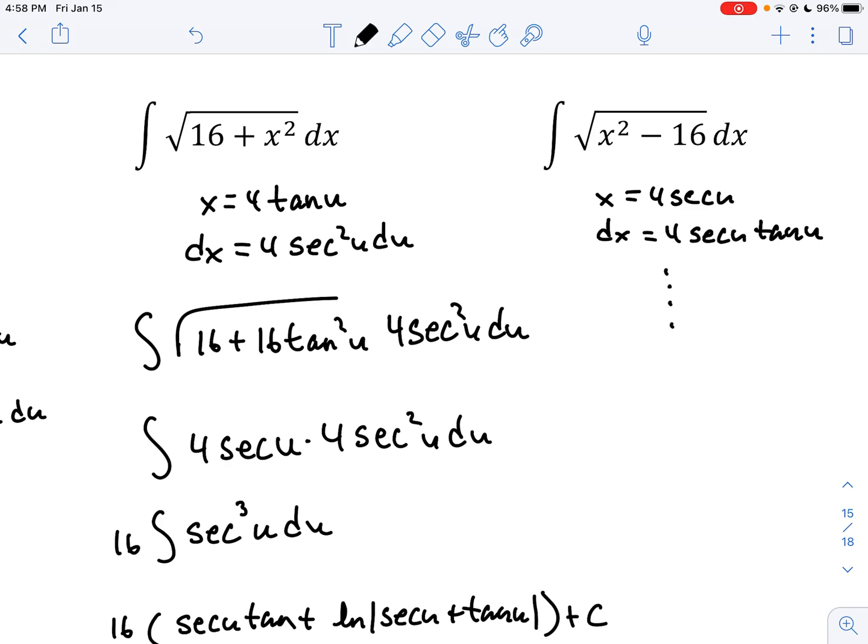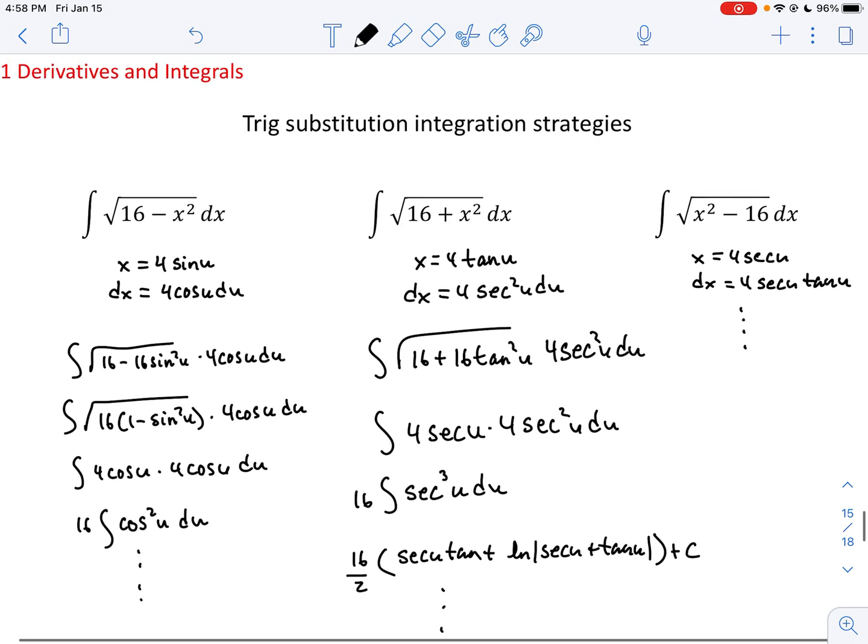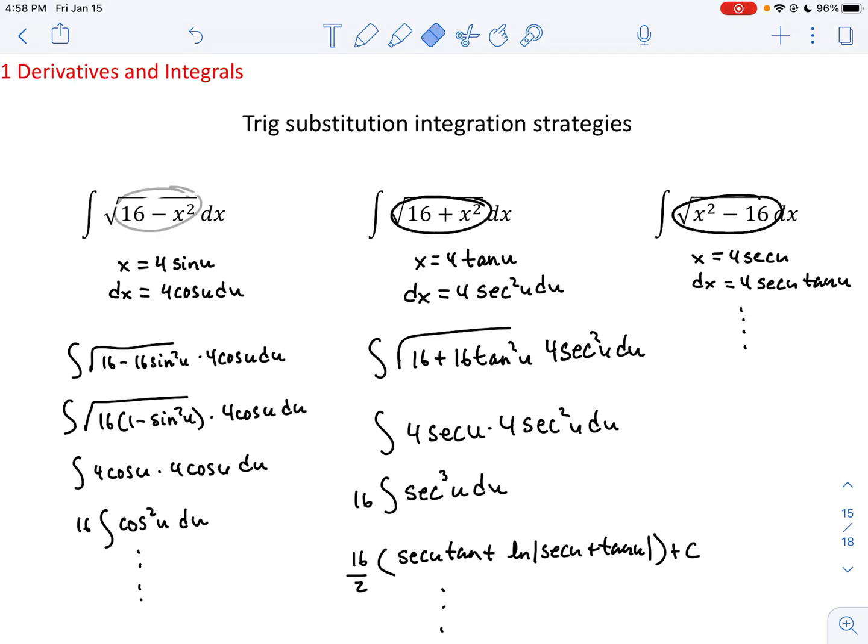I just want, just to get it started, to show that there are 3 situations in which you would want to do a trig substitution. Difference of squares of one type, difference of squares of the other type, and then a sum of squares. These are your cases. And you're going to use sines in one case, tangents in another case, and secants in the third case.